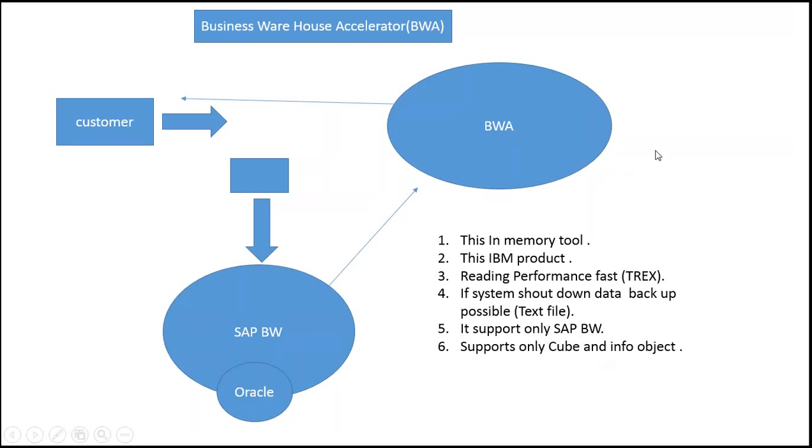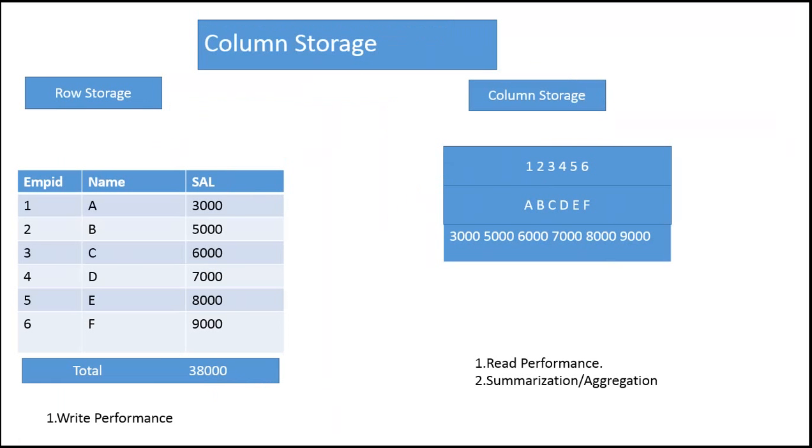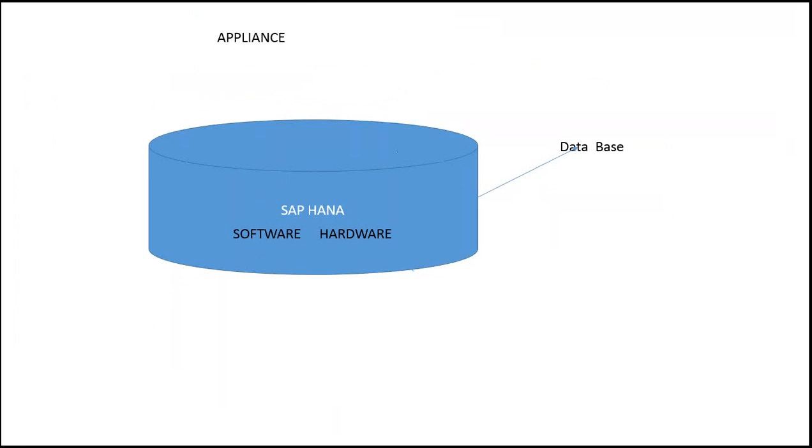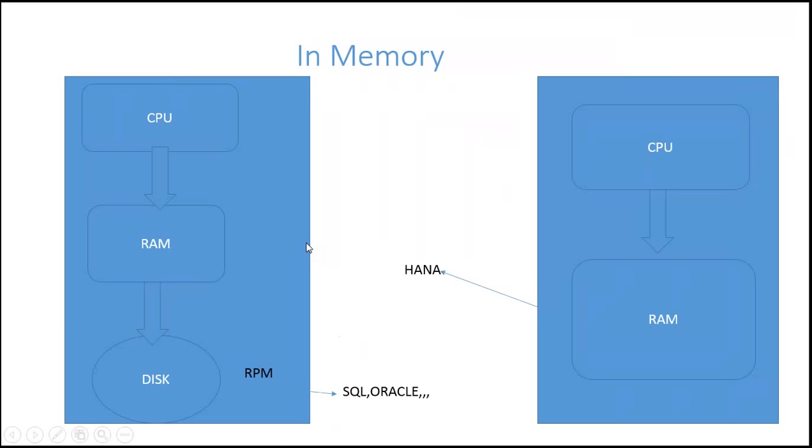This is the disadvantage of using business warehouse accelerator. Is it clear? Yeah, that is clear. Okay, good. Okay, we have cleared in-memory. Next, the second one is column storage, right? The second one is column storage.